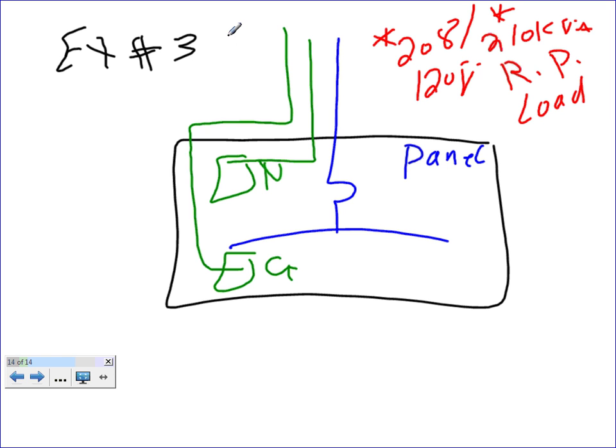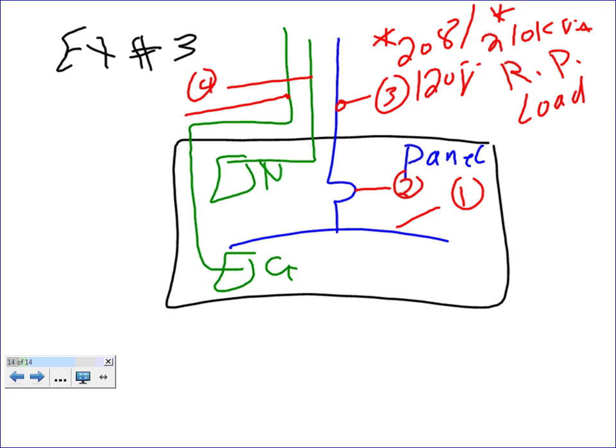Okay, let's go find, guys, the following. Continue with the same tradition. This is number 1. This is number 2. This is number 3. What was number 4, please? The neutral. Number 5, what was number 5? The ground. Now we're going to make number 5 the equipment grounding conductor. What was number 6? Doesn't exist. The conduit was number 7. Here's my conduit.